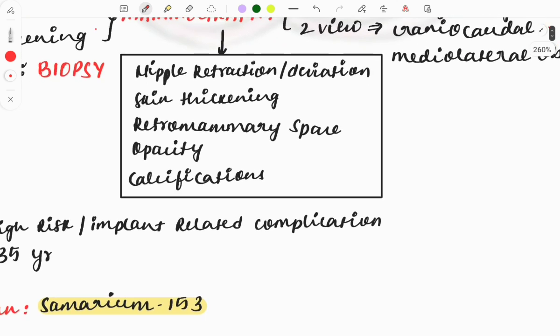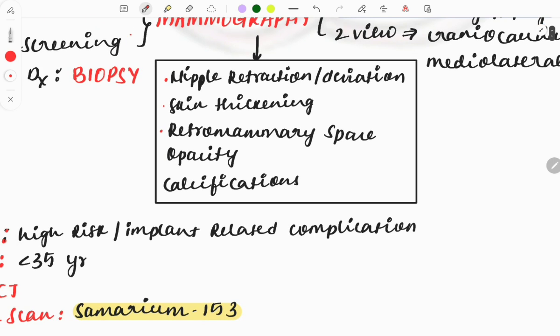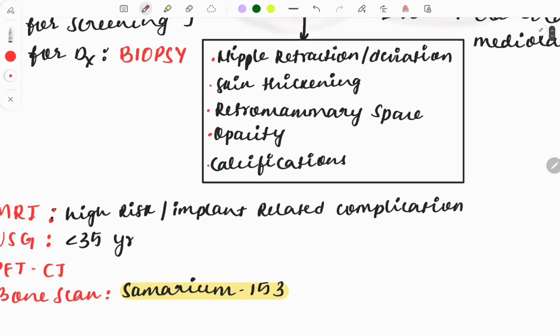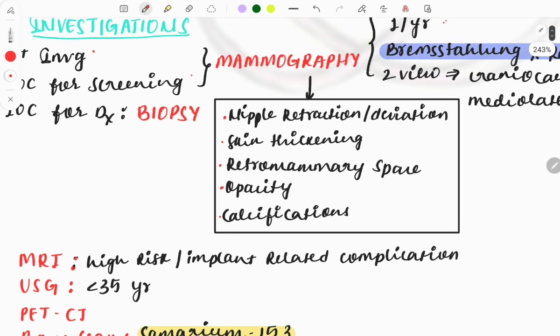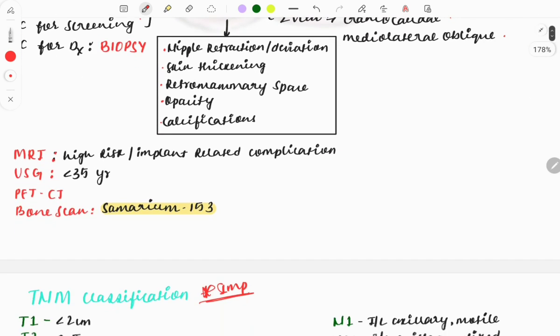And what all things we will come to know in the mammography: we will look at the nipple retraction or deviation, then the skin thickening, the retromammary space can be viewed, whether any opacity is present and whether any calcifications are present. Okay, so these are the things we will come to know in case of the mammography. Then the investigation of choice for diagnosis is biopsy. Okay, for screening it is mammography, but for diagnosis it is biopsy. Okay, these are the investigations.